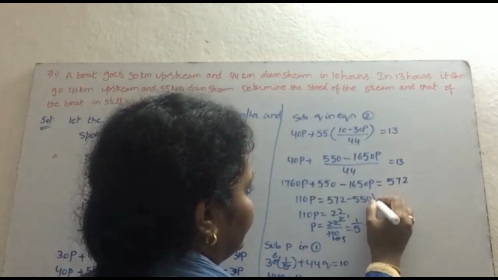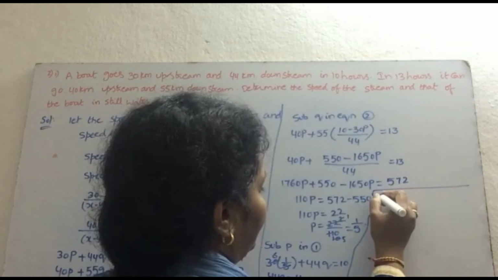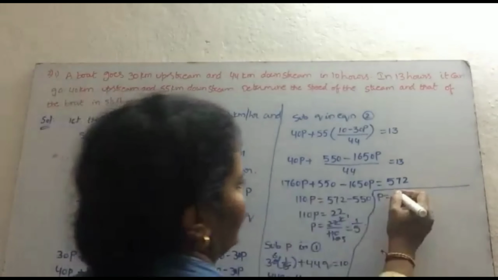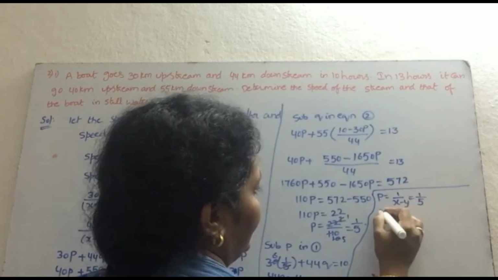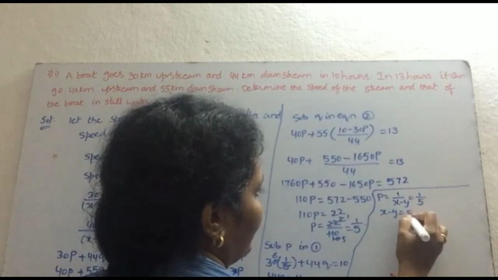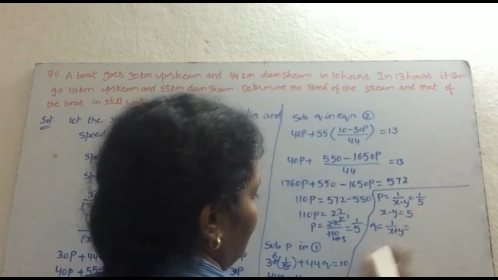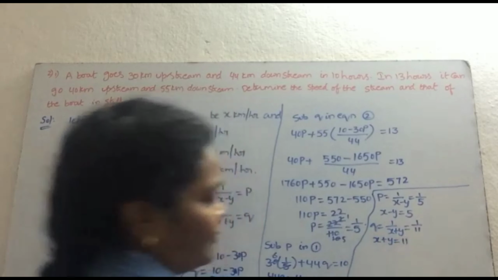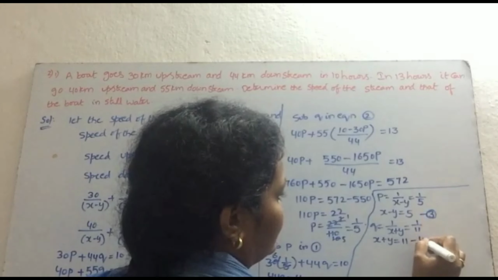But p is equal to, what is p? 1 by x minus y. So 1 by x minus y is equal to 1 by 5. That means x minus y is equal to 5. And what is q? 1 by x plus y is equal to 1 by 11. That means x plus y is equal to 11. Now we will solve these two equations. This is 3 and this is 4.